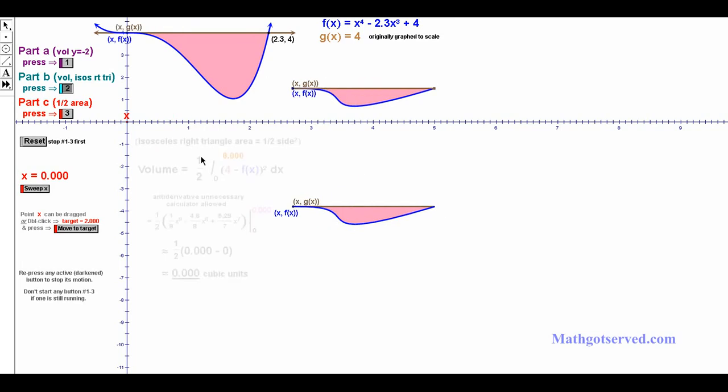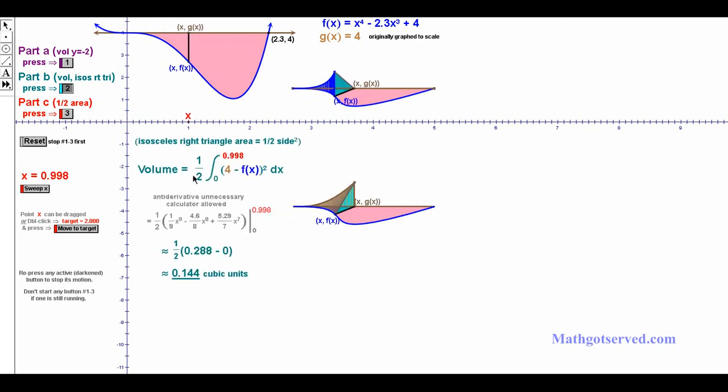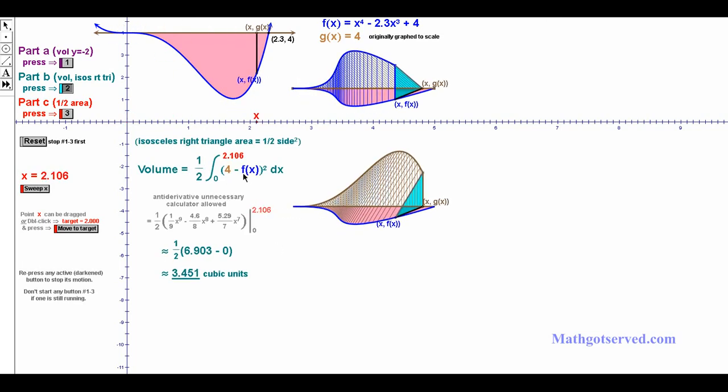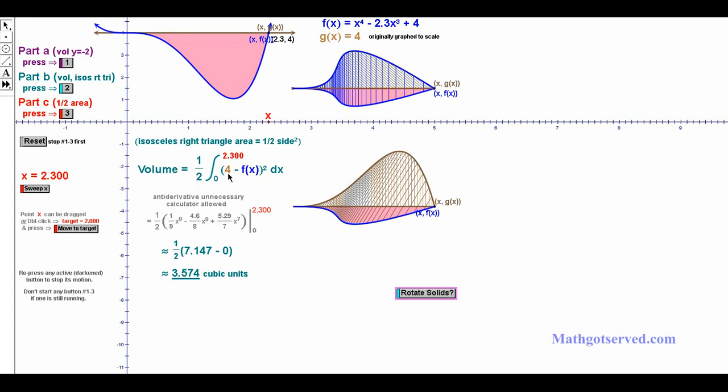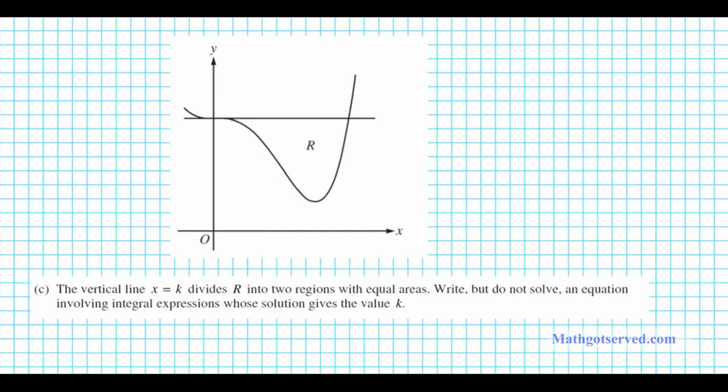And then to calculate the volume, notice the setup right here. This is the length of the base of the isosceles right triangle, 1/2 base squared, and then you integrate it, find this infinite sum of all the isosceles right triangles from 0 to 2.3, you get 3.574. All right, so there you have it.